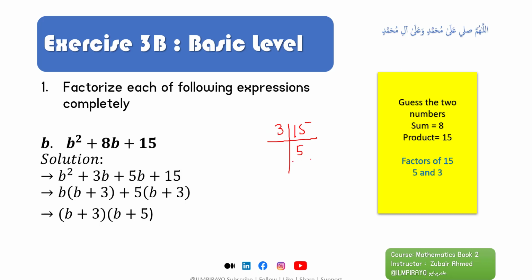the numbers. Now we have the factors of 15, 3 and 5. When we add them up, we get 8. And when we multiply them, we get 15.